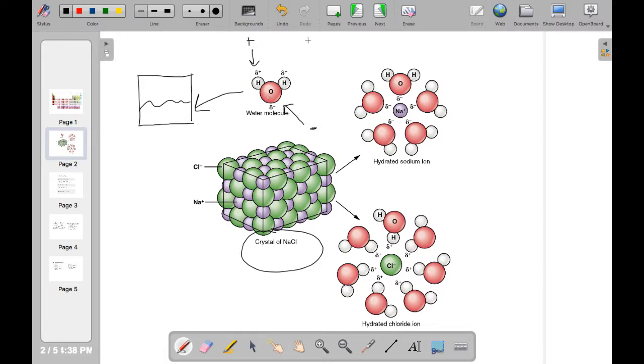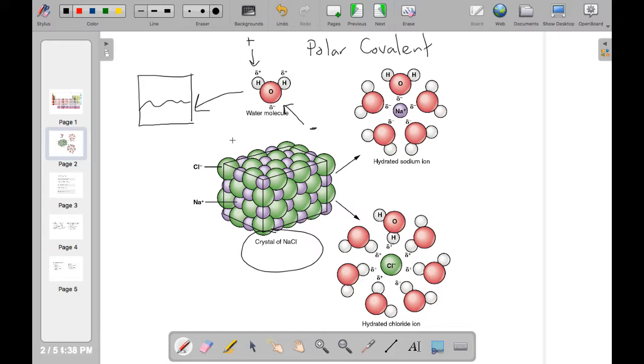There's a term for this. It's called polar, because these are two poles. They're different, positive and negative. Polar covalent. So, it is a polar covalent compound.